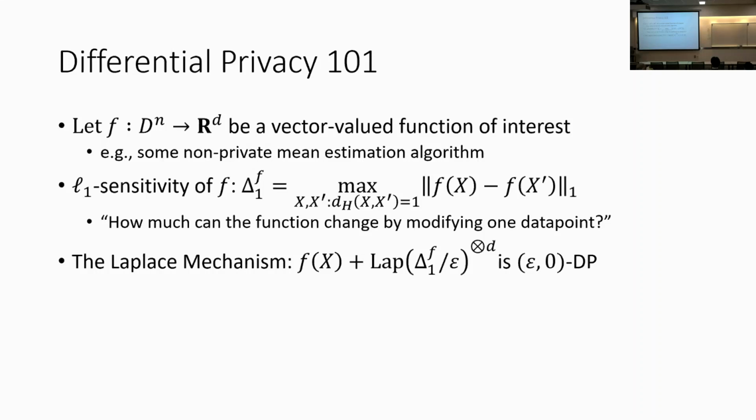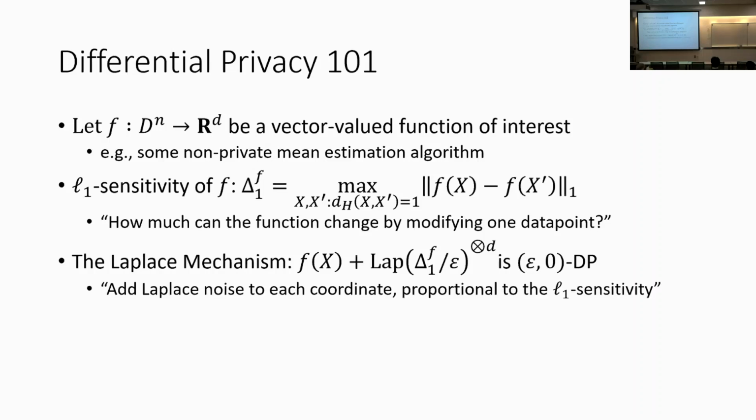And the Laplace mechanism, like I said, is the first private algorithm you'll ever learn. It essentially says, take your non-private function, and add Laplace noise to every coordinate, where the size of the noise you add is proportional to the L1 sensitivity. So again, the more sensitive it is, the more noise you have to add. And again, the more private you want, that is with a smaller epsilon, the more noise you have to add as well.